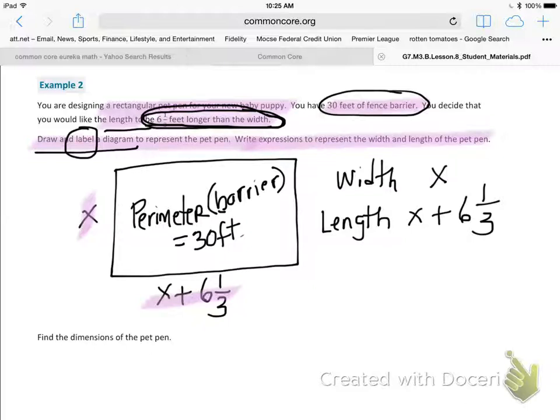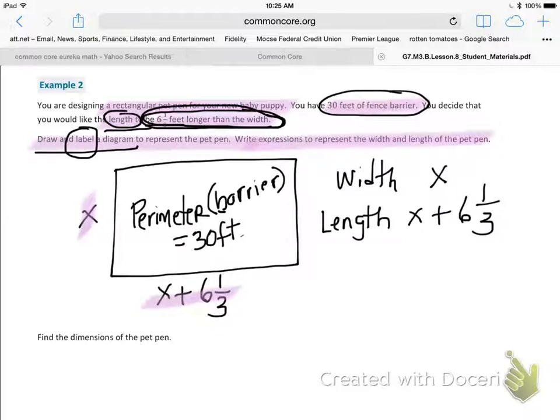So if you have a problem like this, the unknown, or that variable, is going to tend to be the one dimension or whatever that is not compared to anything else. So once they compared this length to the width, I knew that it had to be the width plus something. In this case it was plus 6 1/3.